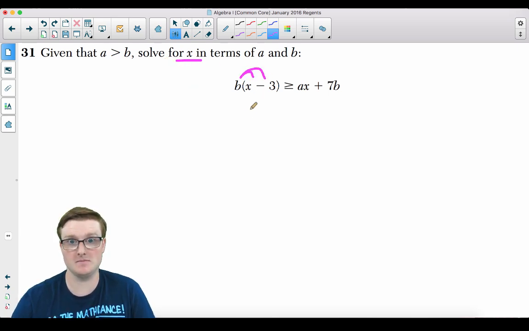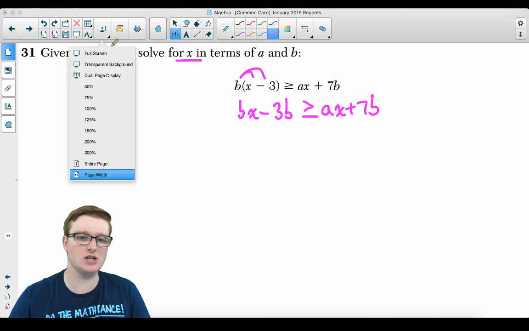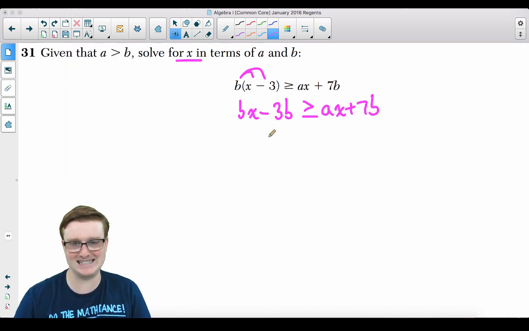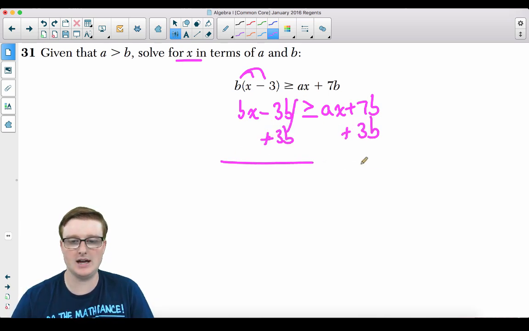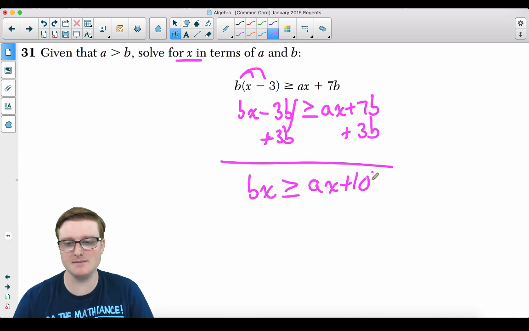So I'm going to distribute. So bx minus 3b is greater than or equal to ax plus 7b. Remember that you're solving for the value of x. So what I'm going to do is add my 3b on both sides. We get bx is greater than or equal to ax plus 10b.